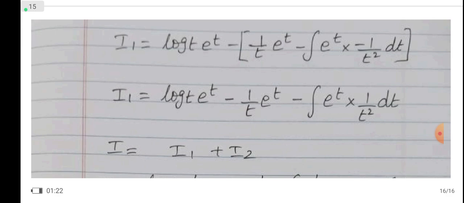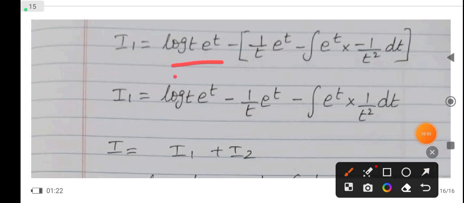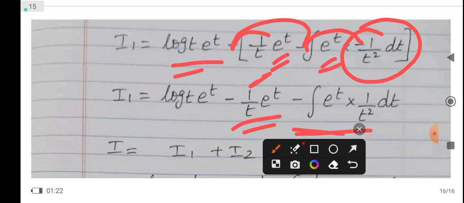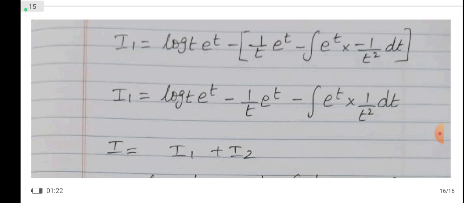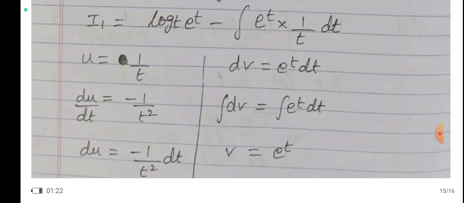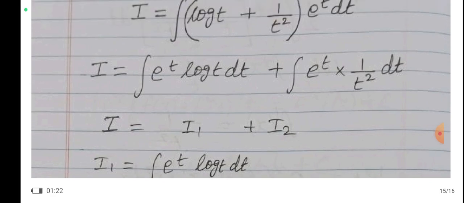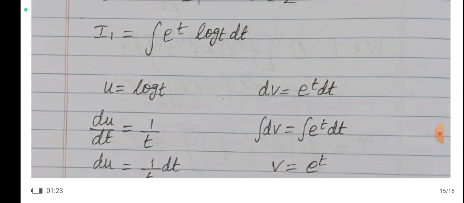So I1, already these two we know, children. Log t e power t outside. Then again uv, u is 1 by t, v is e power t, minus integral v du, v is e power t, then du is minus 1 by t square dt. So the minus you multiply inside: minus 1 by t e power t, minus into minus is plus, and plus into minus is minus. So we got minus integral e power t into 1 by t square. Sir, again we want to integrate like that? Don't think so, because in I2 also we have the same thing: e power t into 1 by t square dt. So if you just substitute it, both will get cancelled. So we don't want to do it again.